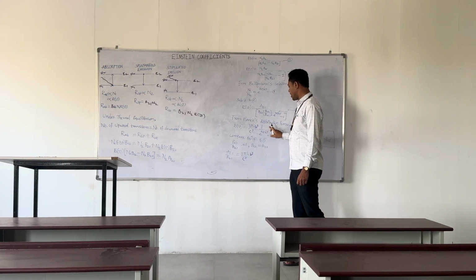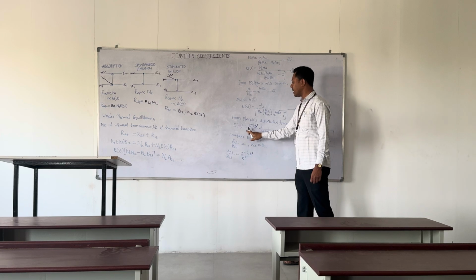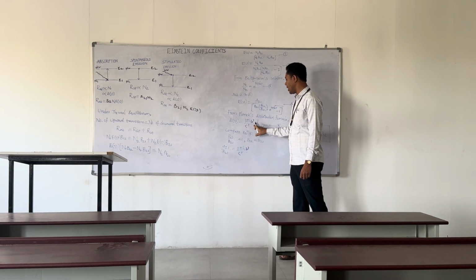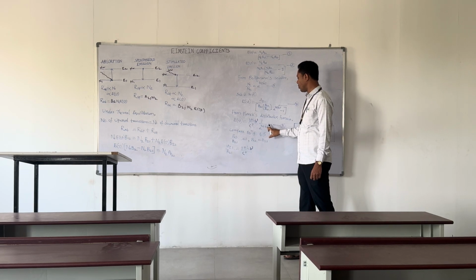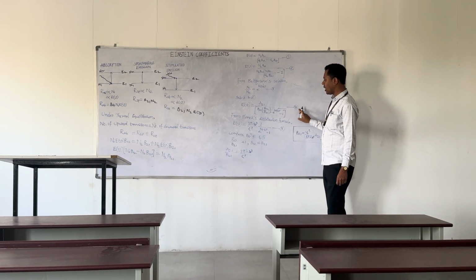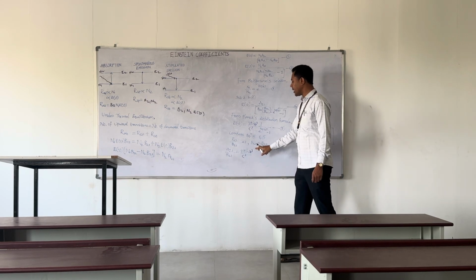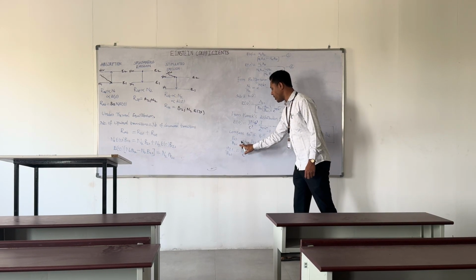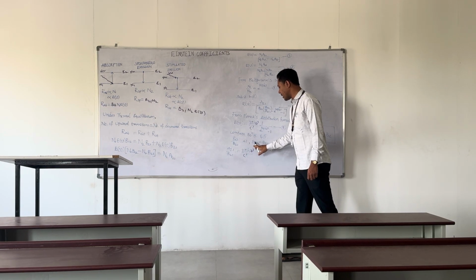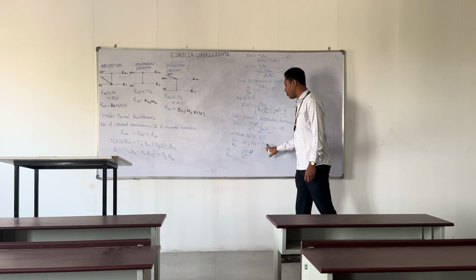From Planck's distribution formula, we can write E of nu equal to 8 pi h nu cube by c cube into 1 by e power h nu by kT minus 1. If I compare equations 4 and 5, we get B12 divided by B21 is equal to 1, and from this equation we can write B12 is equal to B21.